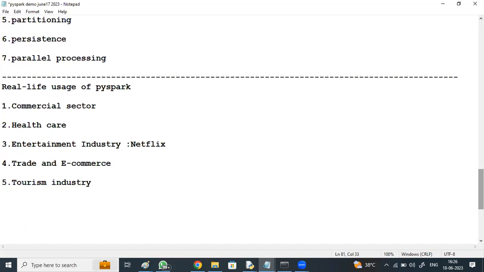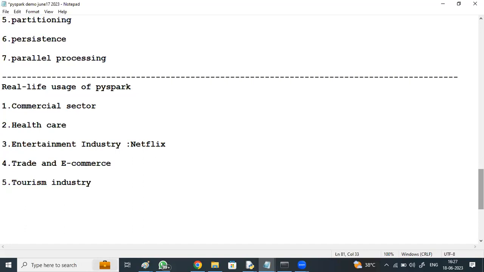Secondly, Spark is mostly used in healthcare. It is used to analyze patients' records along with previous medical reports and to identify which patients are most probable to face a health issue. So it is about predictions: predicting who is going to face these kinds of problems.